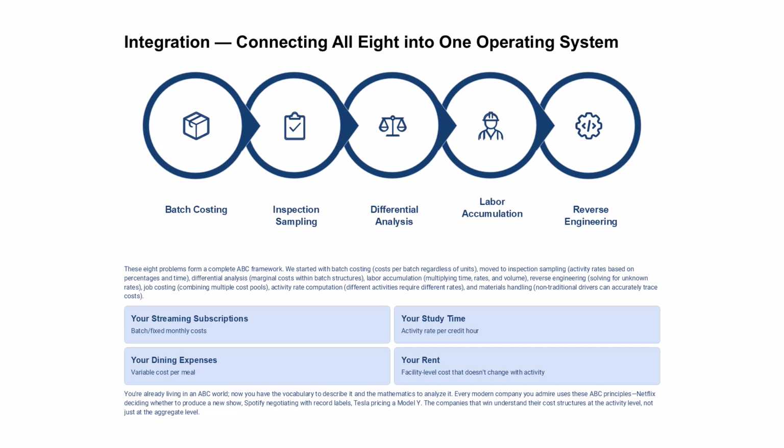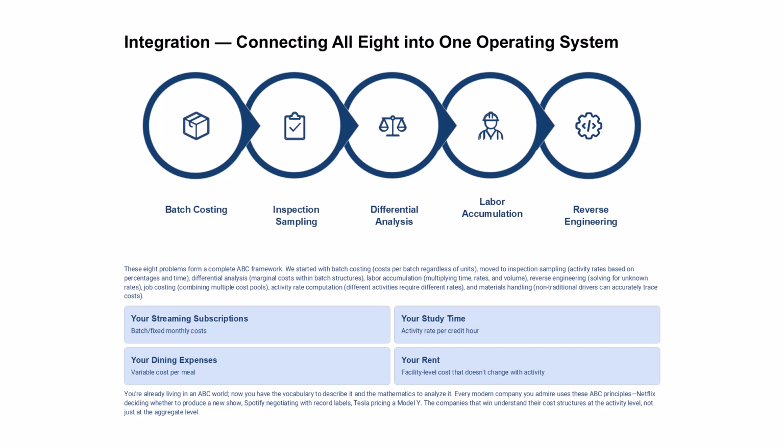Labor accumulation at Williams Performance demonstrated multiplying time, rates, and volume to reach weekly cost totals. Reverse engineering at Stackhouse Computing proved we can solve for unknown rates when we know totals and component structures. Job costing at Haywood Printing combined multiple cost pools with different drivers into a single job cost. Activity rate computation at Lock Data Processing revealed how different activities within the same company require different rates. Finally, materials handling at ABC Corp showed that weight, a non-traditional driver, can accurately trace costs to products.